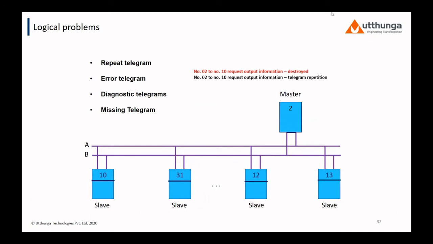And what is a missing telegram? A missing telegram means the data packet is entirely missed in the network. There is no response from the master or no response from the slaves.